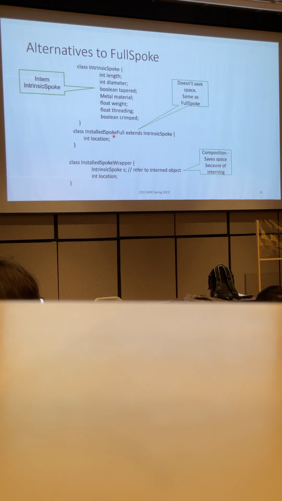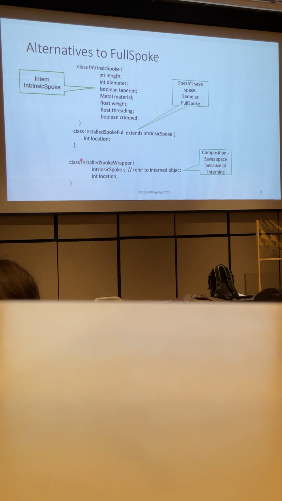Well, not exactly, because this installed spoke full doesn't say space, right? It's the same as full spoke, right? It's just shorter notation, right? But in reality, this installed spoke full will inherit all its fields from the intrinsic spoke. So an installed spoke full object is going to have the same length. Okay. Right. But the idea is, let's have only one intrinsic spoke object per wheel, and then have their location.